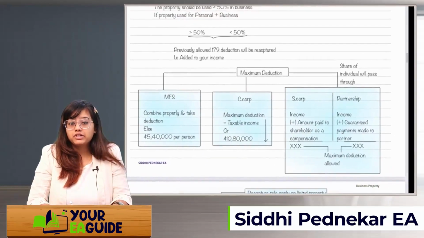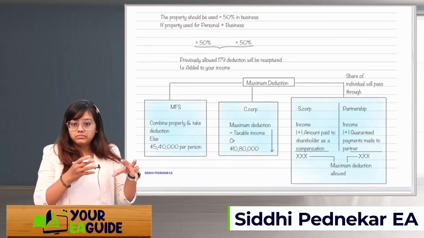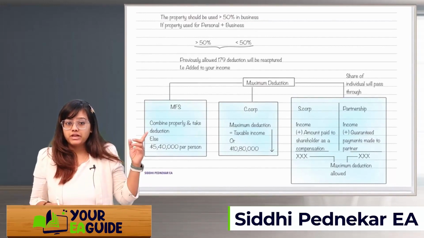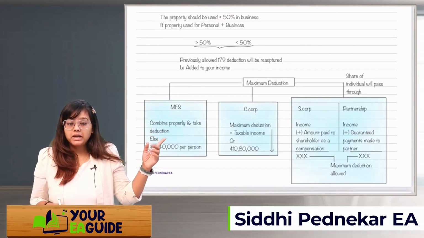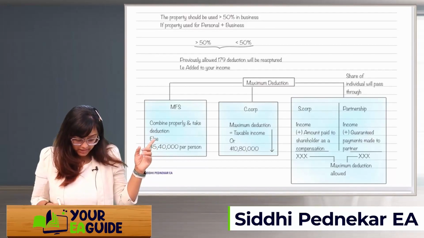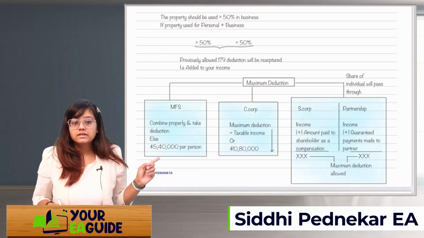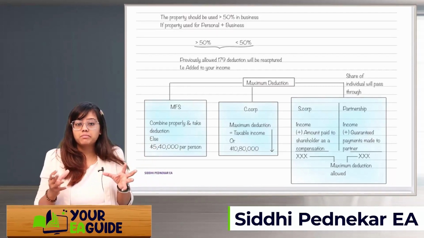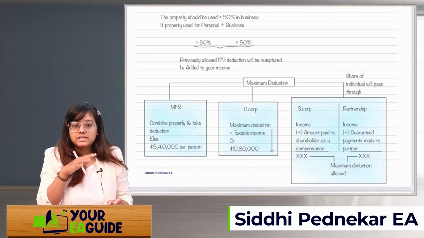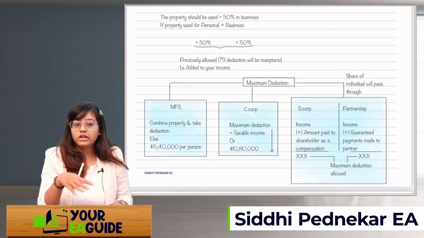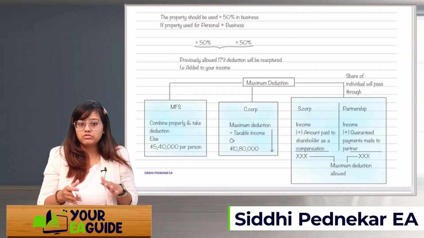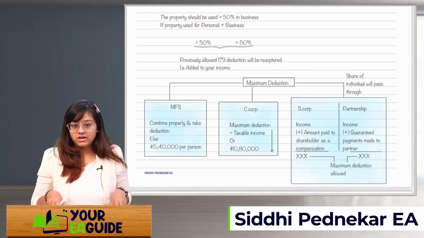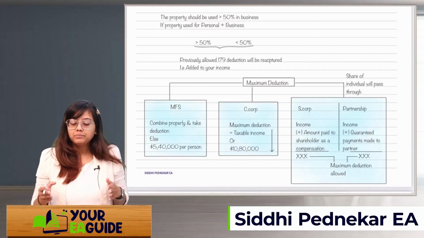So what is the maximum deduction we can take? So there are different filing status, different entities, corporation, which will get different deductions. Let's see. If it's an MFS, right, you will combine all the properties and take deduction. Else you can say 5,40,000 per person. See, it's 10,80,000, but since it's an MFS, it will be divided by 2, and 5,40,000 can be taken per person. That's why for MFS, it will be 5,40,000. If you're filing MFJ and if you have a 179 deduction in your K-1s, then you can take the whole 10,80,000 as a deduction.